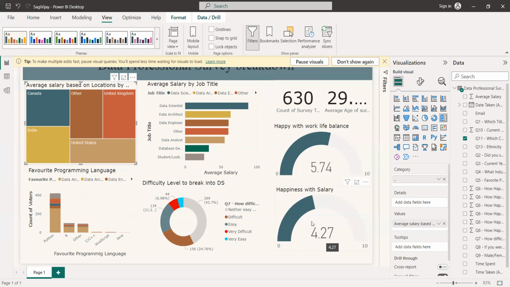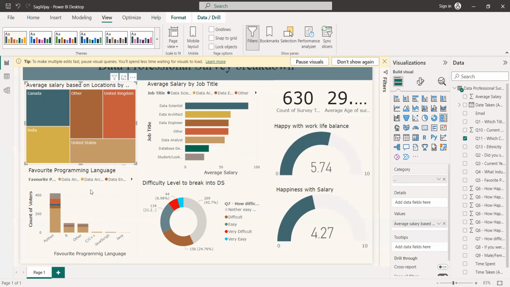And coming to the work-life balance, it was the same thing. I used the same gauge map for that, where the minimum was 0 and the maximum was 10. And coming here, we can see that the people have given an average rating of 5.74. So they are more than happy when it comes to the work-life balance of the data market right now.